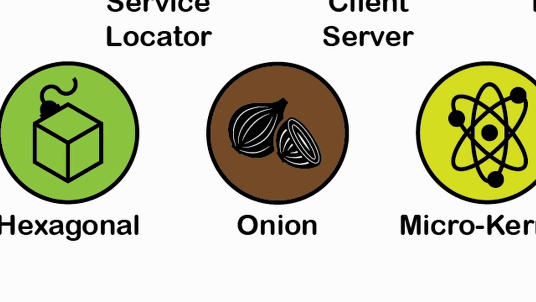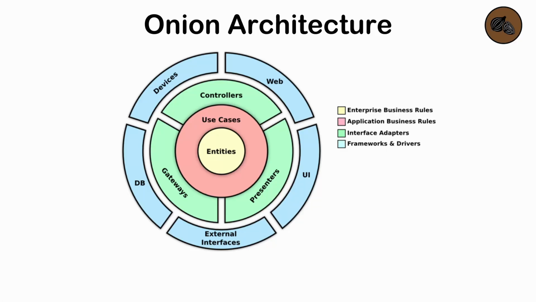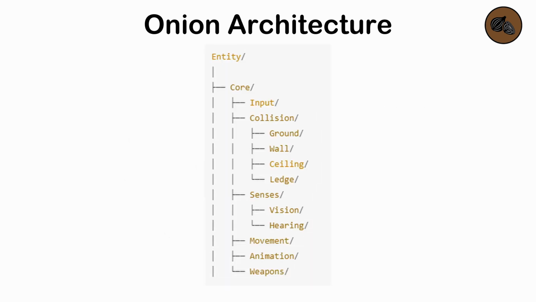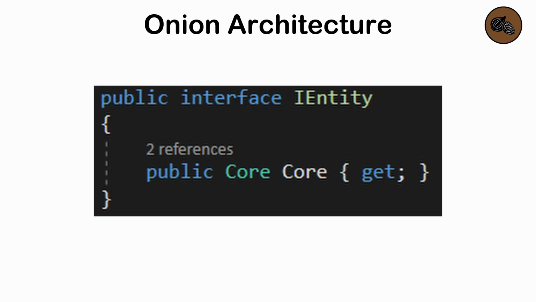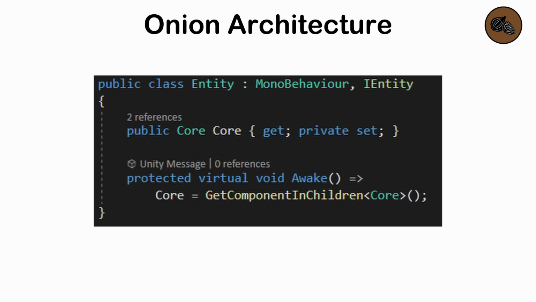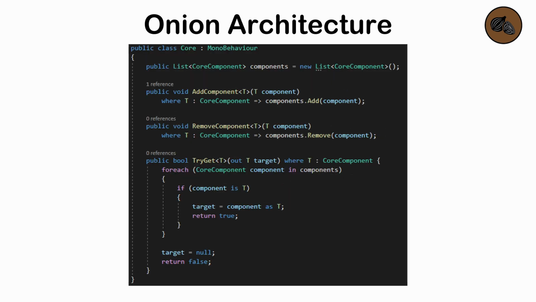Onion architecture. A form of layered architecture that organizes layers around a central core. It emphasizes separation of concerns, with dependencies pointing inward toward the core. The outer layers handle input-output, while the inner layers handle core logic and rules. For instance, characters in a video game might be represented as entities. Each entity has a reference to a core class. The core class is responsible for adding, removing, and fetching components.